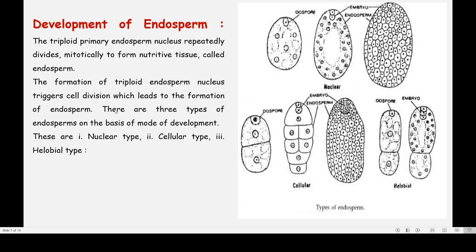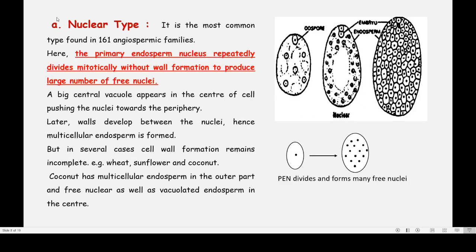Generally, endosperm, we have already discussed, is a nutritive tissue. That means it provides nourishment to the developing embryo. When the embryo grows, it has the role of providing nutrition. Now, depending upon the type of division of this PEN, the endosperm is of three types. There are three types of endosperm depending upon the division of PEN. The first one is the nuclear type.